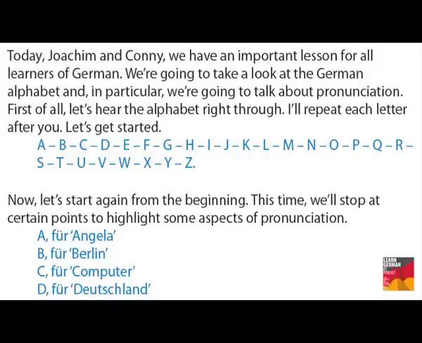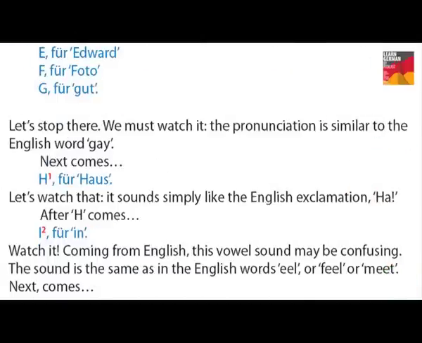Z. Now let's start again from the beginning. This time we'll stop at certain points to highlight some aspects of pronunciation. A für Angela. B für Berlin. C für Computer. D für Deutschland. E für Eduard. F für Foto. G für gut.